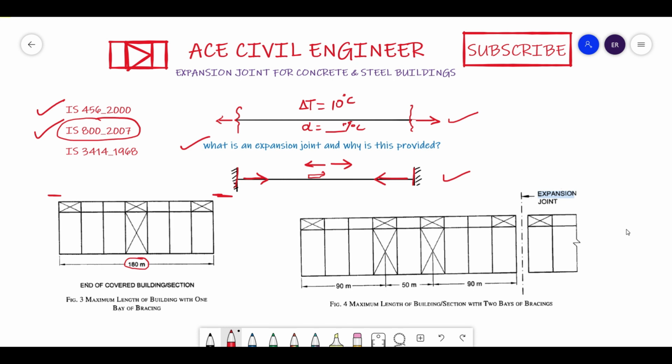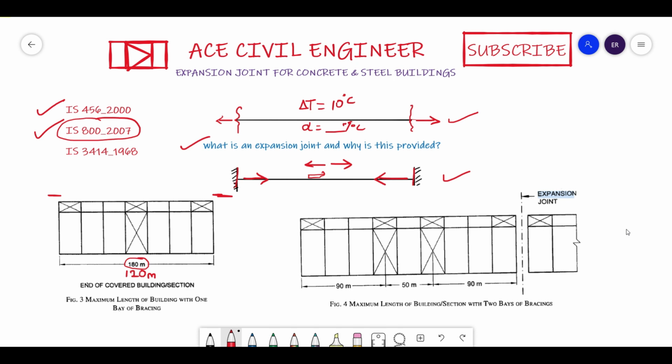Suppose you don't have any cladding on that structure, maybe it could be a pipe rack or a gantry structure. In such a case, friends, it should be restrained to 120 meters, and it should not exceed beyond that.